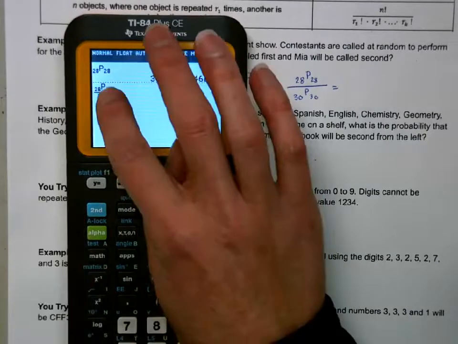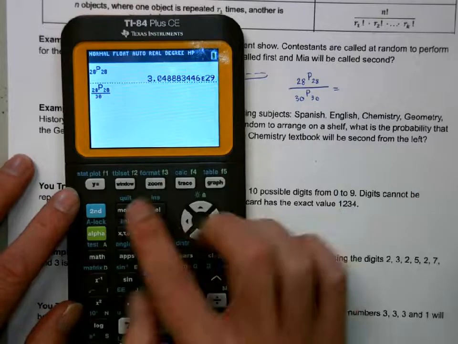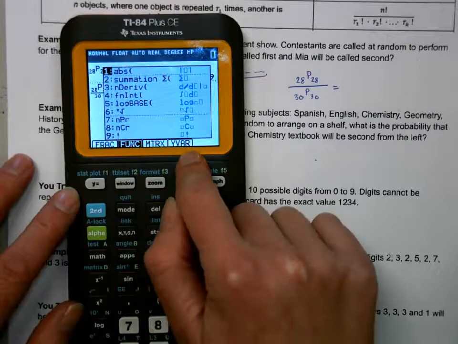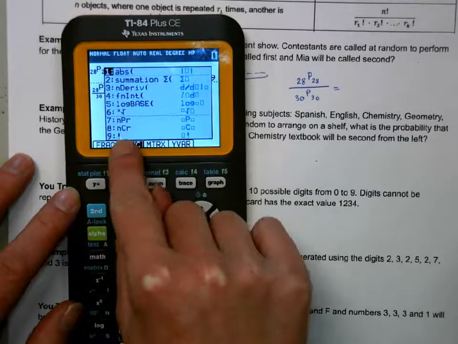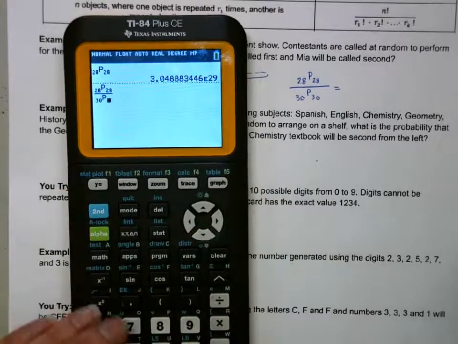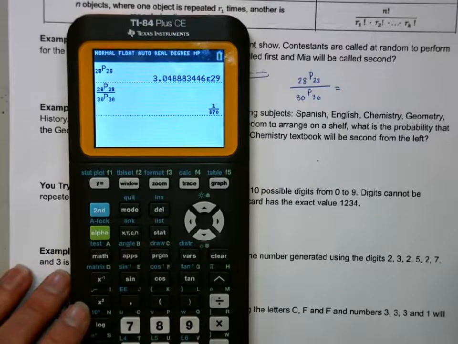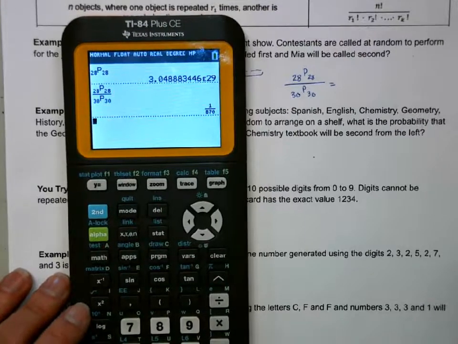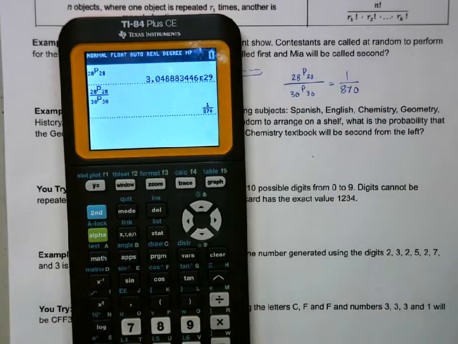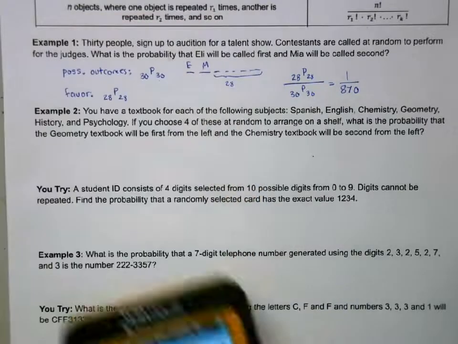The other way to get this P, if you have a TI-84, these F1, F2, F3 are shortcuts. The first is fractions, then functions, then matrix, then y variables. In functions, we have factorial. We also have nCr and nPr. So I'm going to do that, and that's going to do all the math for me. And that's our probability. So there is 1 out of 870 chance that that's the scenario: Eli goes first and Mia goes second.